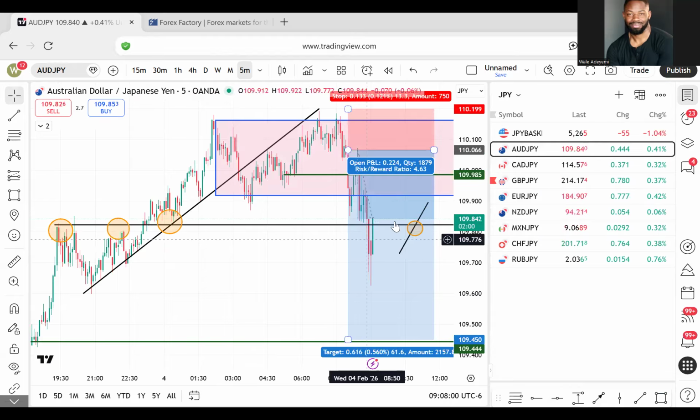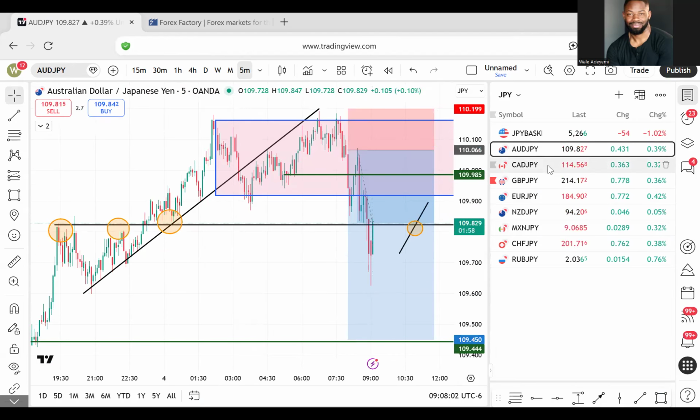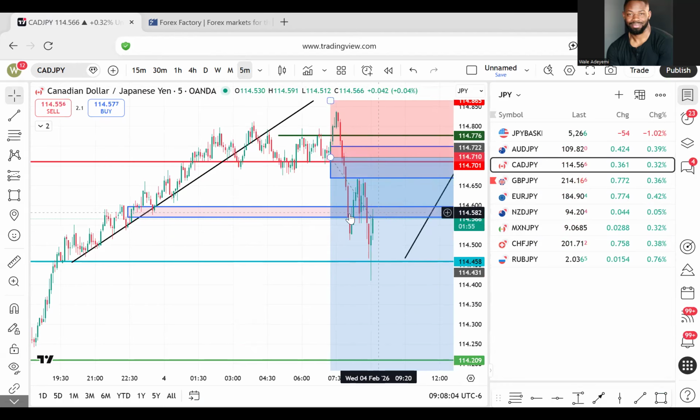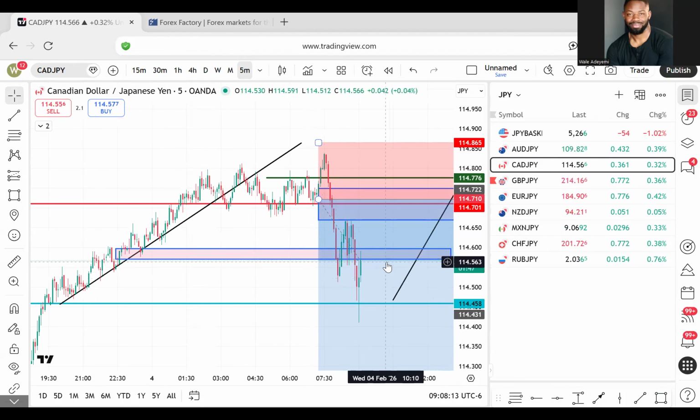5 minute candle closes. We still got 3 more minutes. We want price to close lower, side to side. Still testing structure. We want price to close lower. Still not risk free, but I'm risk off.